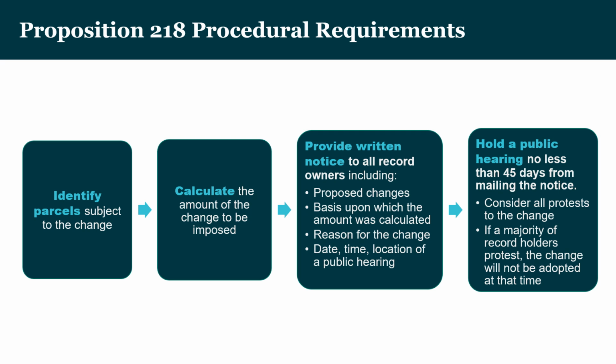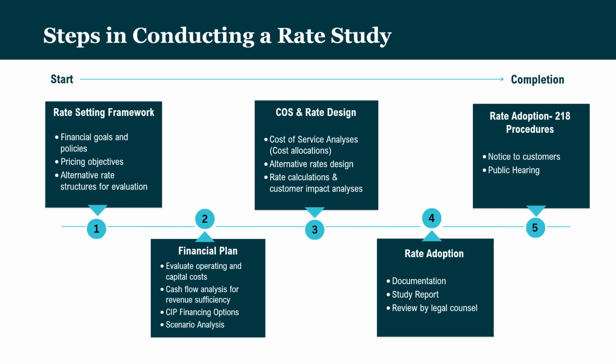If a majority of property owners and customers protest the charge, the proposed changes cannot be adopted at that time. Typically, there are 5 steps in a rate study. Step 1 is simply a process by which we get to know what's important to the organization and the community. This can include things such as conservation, affordability, or different rate structures.